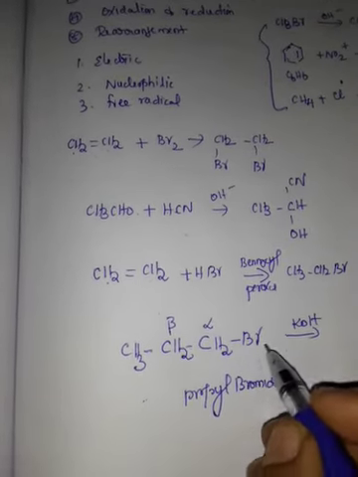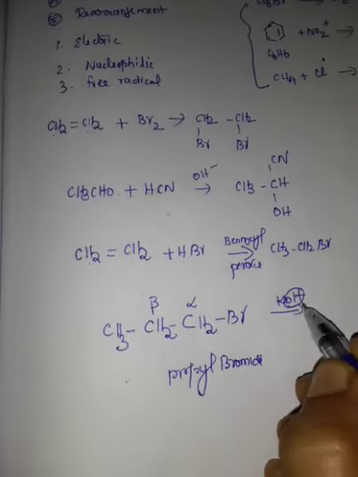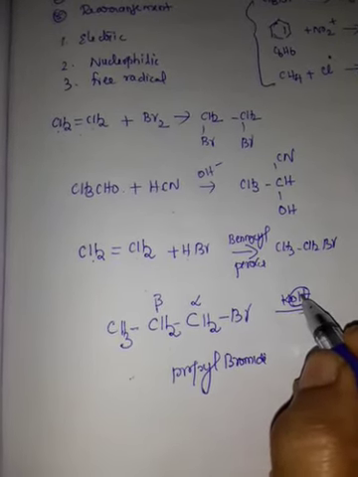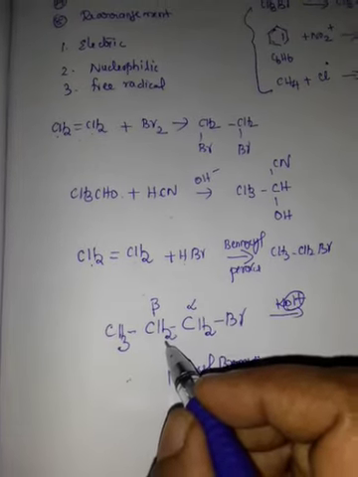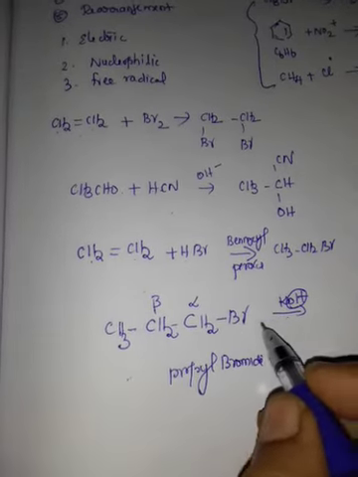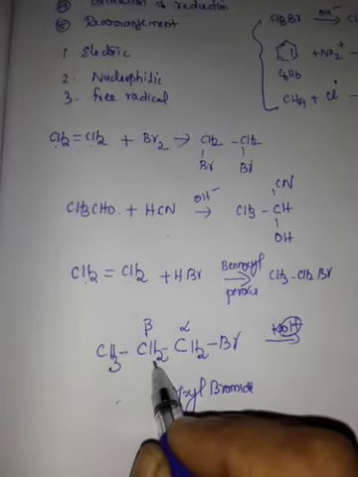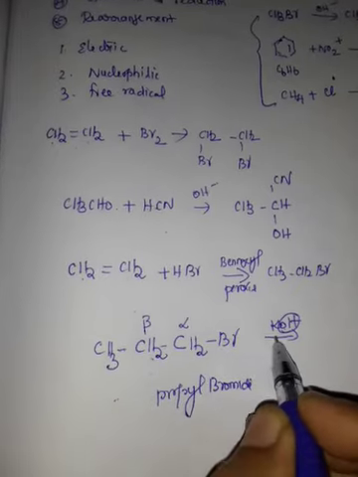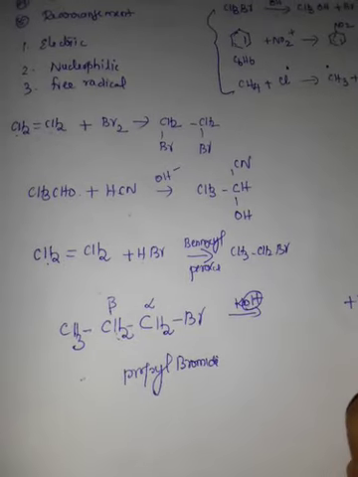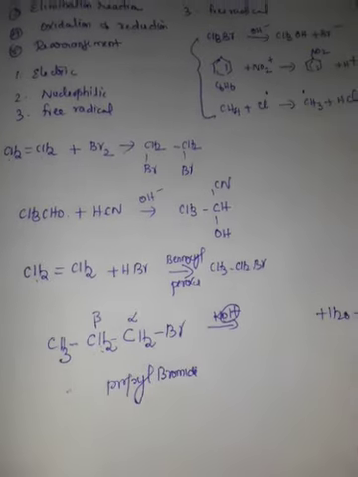Here, the potassium hydroxide gives OH minus, a nucleophile. This OH abstracts a proton from this beta carbon, so it is removed as a water molecule. At the same time this Br is also removed. From the alpha carbon Br is removed. From the beta carbon 1 hydrogen is removed with this OH, forming water.